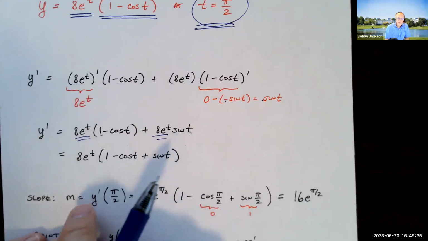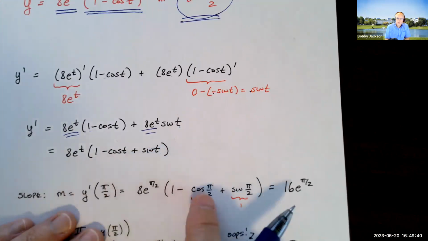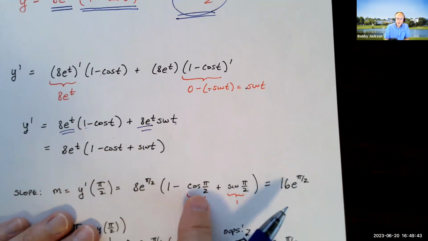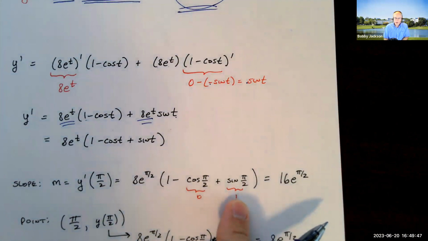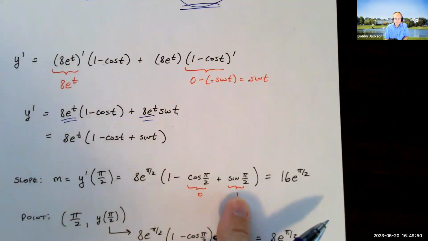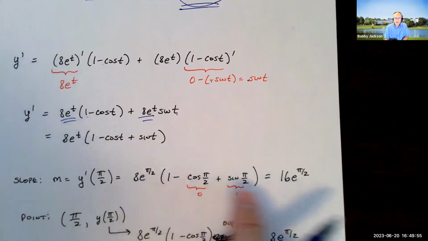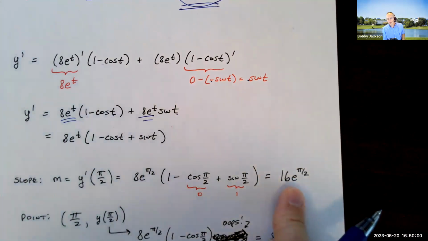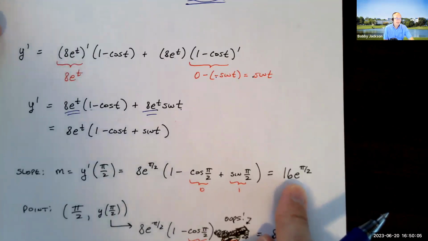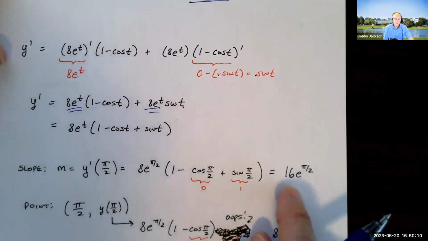So plugging pi over 2 into my derivative, I replace t with pi over 2, and then I can evaluate. Cosine of pi over 2 is 0. Sine of pi over 2 is 1. Make sure you know how to find those on the unit circle. So in parentheses here, I just have 1 plus 1, which is 2. 2 times 8 is 16e to the pi over 2 power. So that's the slope. You can use your calculator to approximate it, but we have to give exact values in Achieve, using symbolic notation.